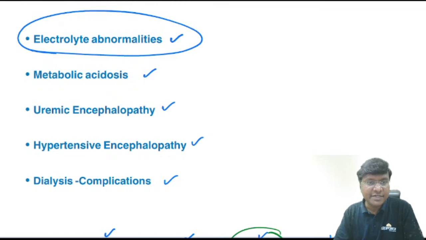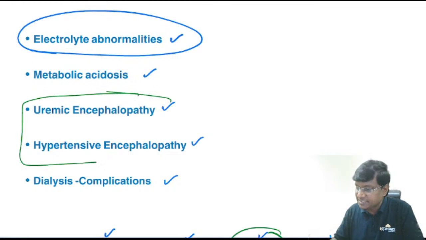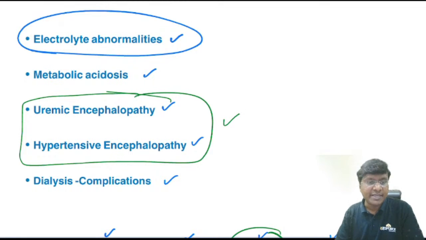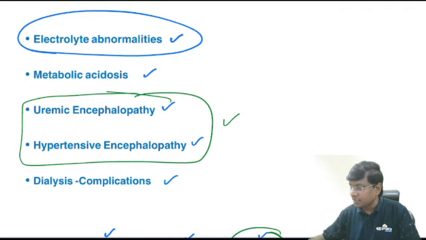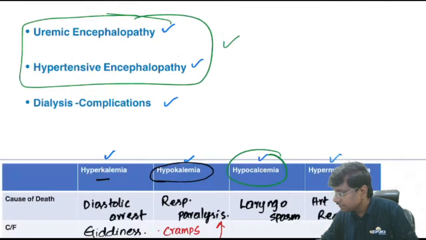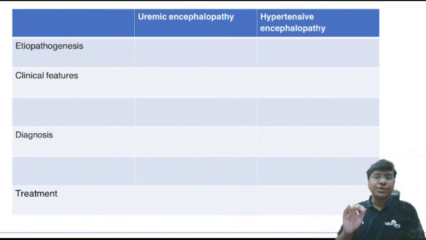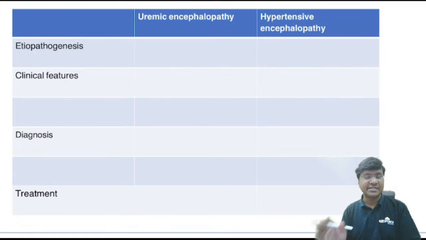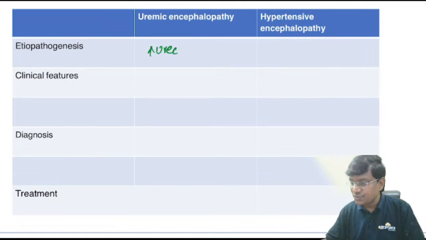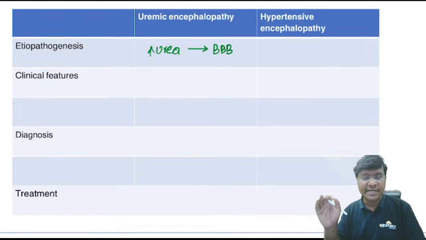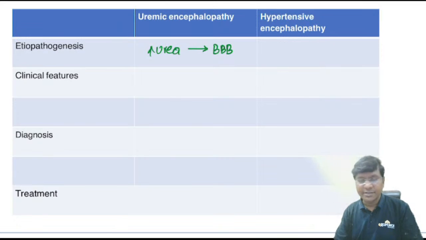Okay, right. Now, after having discussed the metabolic abnormalities, that is electrolyte abnormalities, let me discuss the next two important abnormalities, that is uremic encephalopathy as well as hypertensive encephalopathy. See, uremic encephalopathy, why does it occur? Urea is a metabolic waste product that has to be excreted through the kidney, and whenever there is renal failure, the urea levels increase, and this increased urea will cross the blood brain barrier, and once it crosses, the urea will get accumulated within the brain, resulting in uremic encephalopathy.